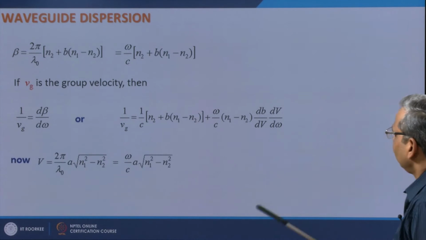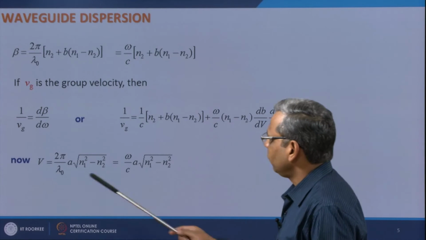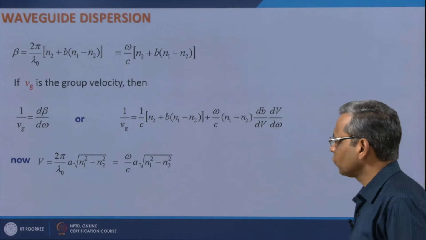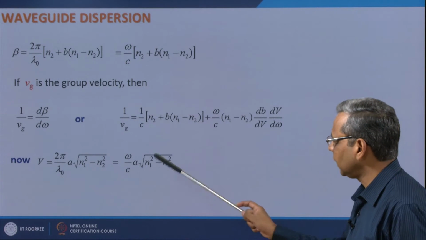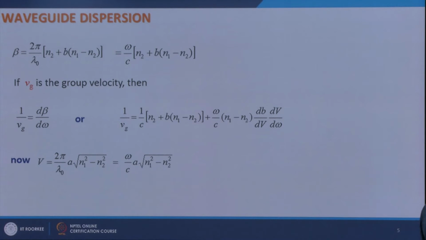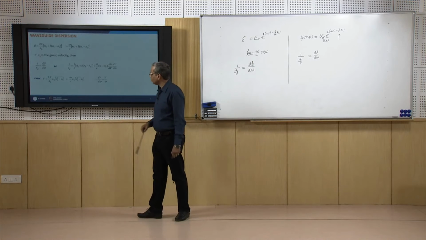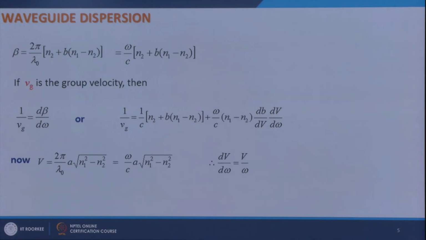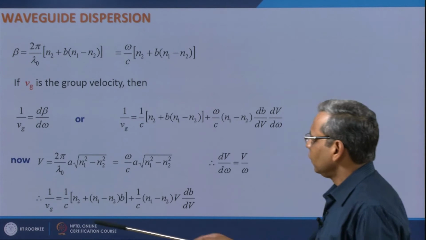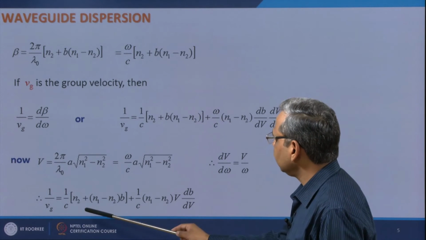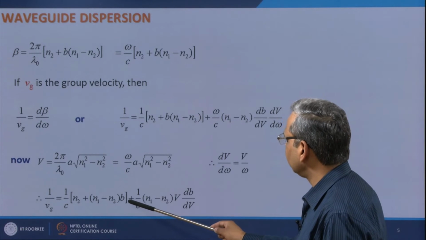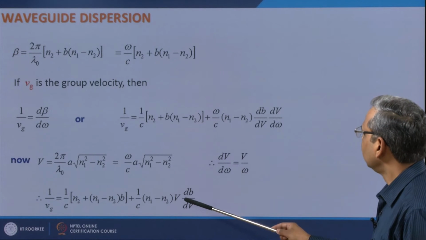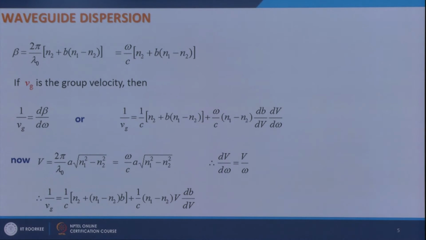So, what is dV over d omega? I have V is equal to 2 pi over lambda naught times a times square root of n1 squared minus n2 squared, which is nothing but omega by c times a times square root of n1 squared minus n2 squared. So, dV over d omega would simply be V over omega. So, I put it there, then I will get 1 over Vg is equal to 1 over c times n2 plus n1 minus n2 times b, plus 1 over c times n1 minus n2 times V times dB over dV.